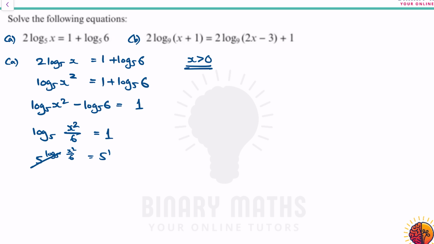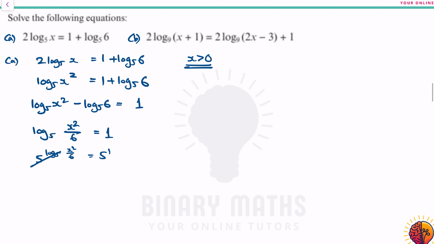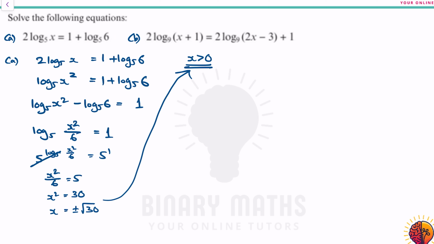These two cancel out. So all I'm left with is x squared over 6 is equal to 5, which means x squared is equal to 30, which means x is equal to plus or minus root 30. Now, although I'm getting plus or minus root 30, remember x has to be greater than 0, which implies x must be equal to root 30, as x is greater than 0. x is equal to root 30 is the answer.